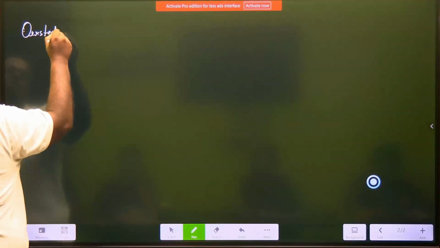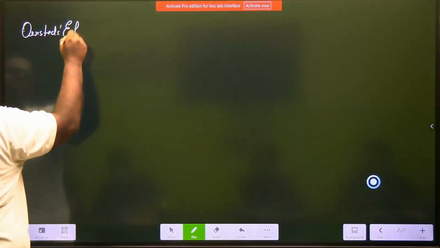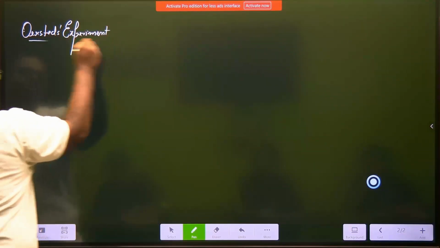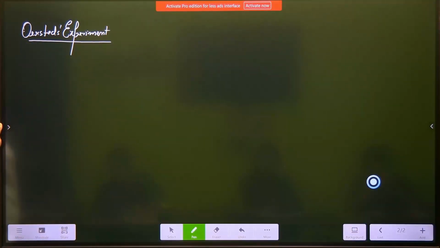Oersted's experiment. So we will discuss this. There's nothing more to write, but whatever are the takeaway points, we will discuss on those. The name of the person was Hans Christian Oersted, where the Christian word is written with a K because he was a Danish guy.